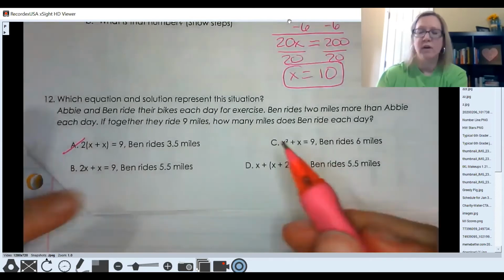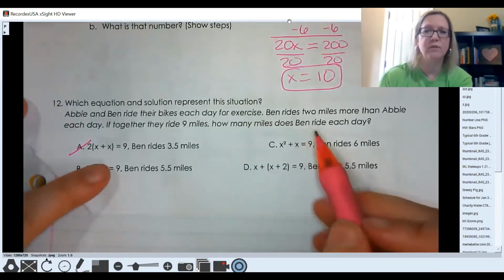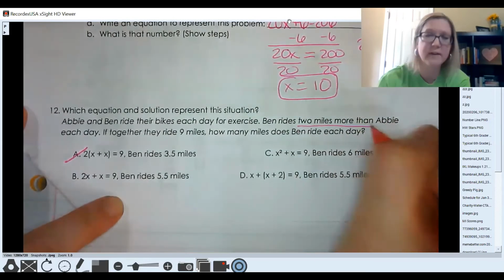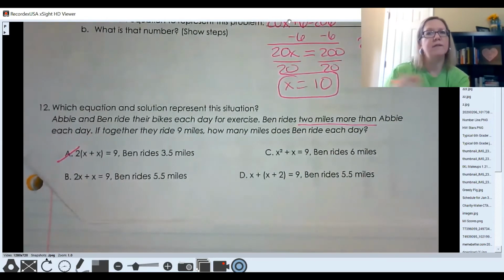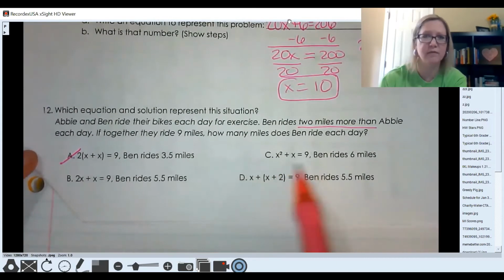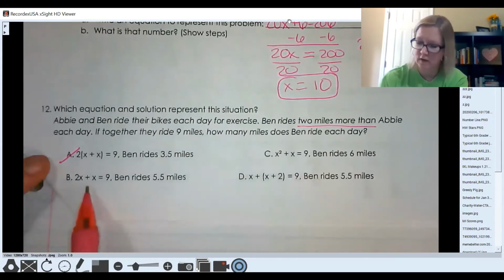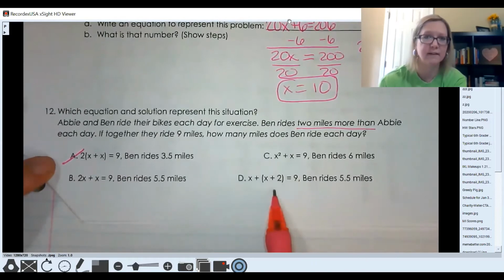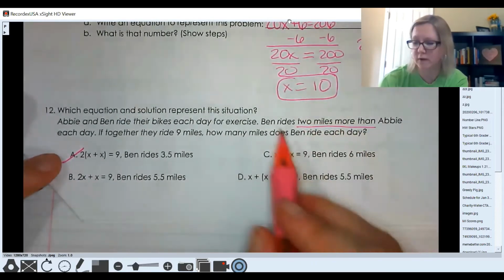All right, now, another thing I want you to pay attention to is some of the keywords in the problem. If he rides 2 miles more than Abby, 2 miles more, that would be adding 2. Okay, and so if I look at C, there's nothing here that involves adding 2. Part B doesn't involve adding 2. D does. All right, so let's explore what this is showing us.